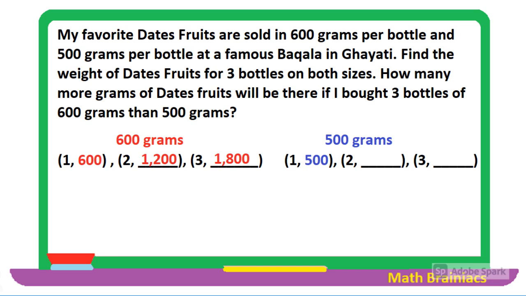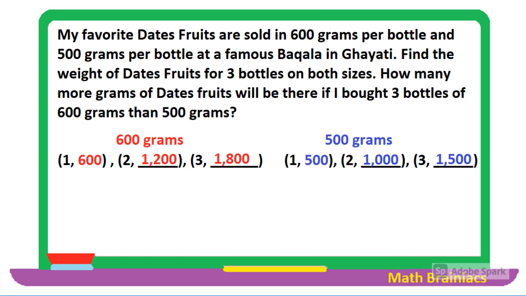Let us work on the numerical pattern of 500 grams. For 1 bottle, there will be 500 grams. For 2 bottles, there will be 1,000 grams. And for 3 bottles, there will be 1,500 grams. Accordingly, the numerical pattern here is plus 500 for each term.